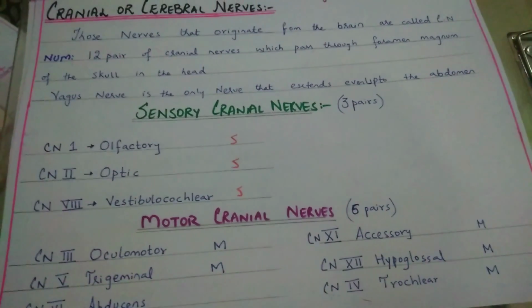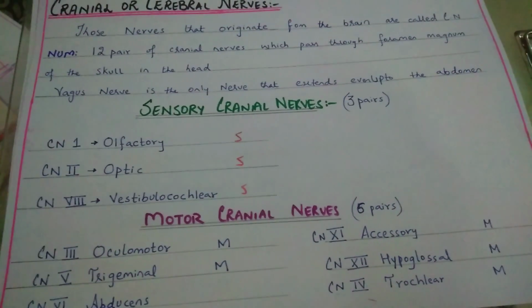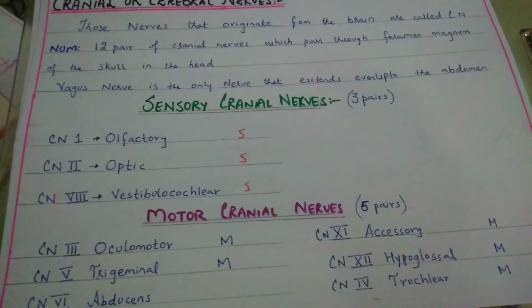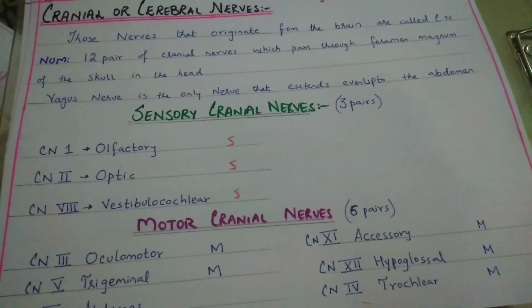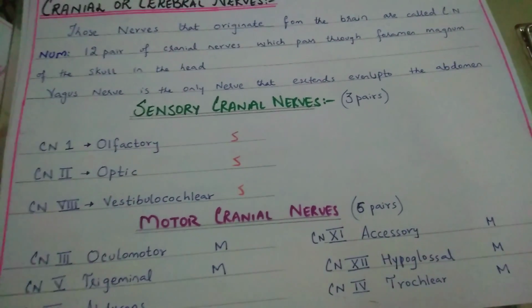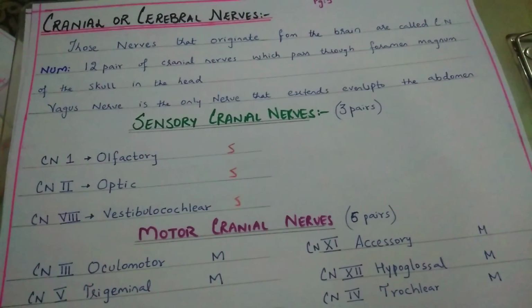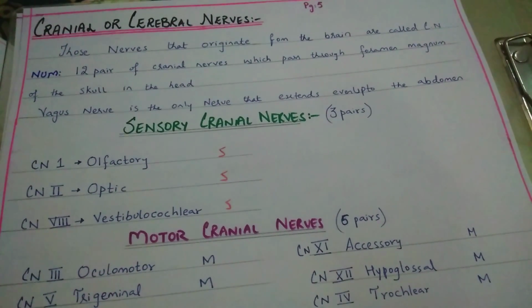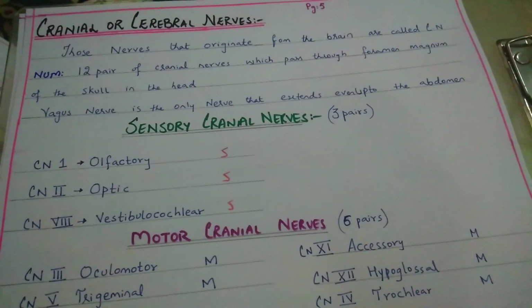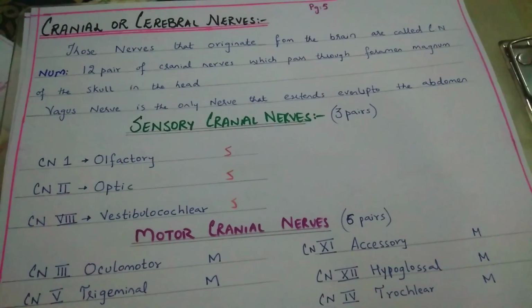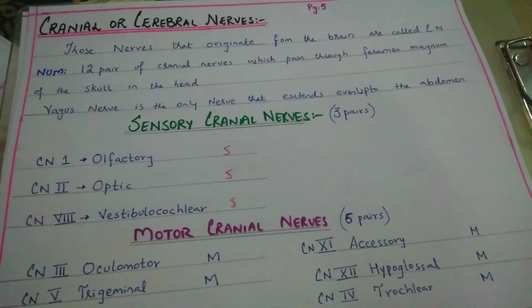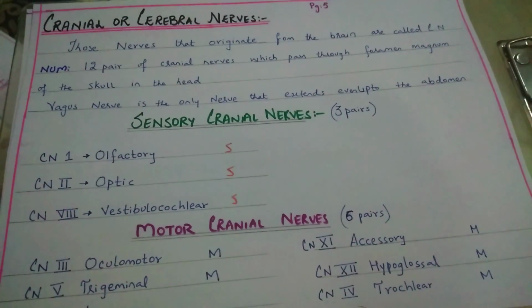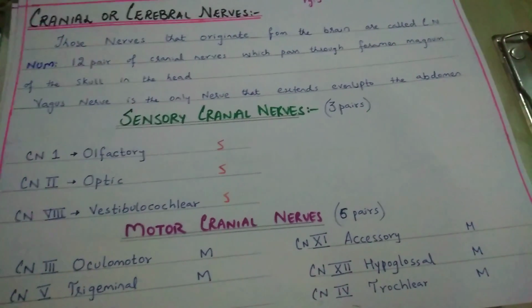We have 12 pair of cranial nerves, right? 12 pair of cranial nerves, it means 24. They are divided basically on the basis of their functions. They have divided them: sensory, motor and mixed.